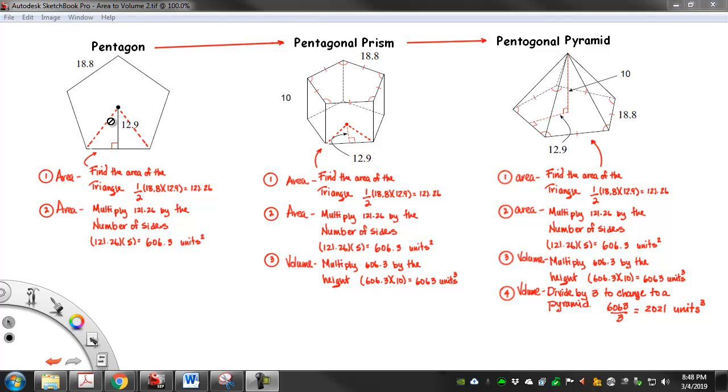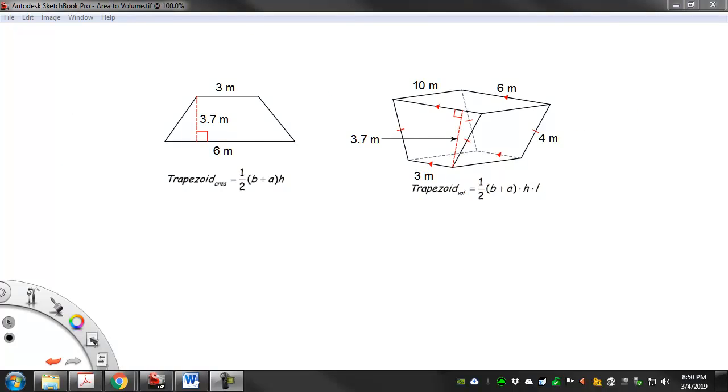So I hope you see that pattern, that we're using basic geometric shapes to build complex shapes, and for those complex shapes we can get a prism, and from that prism we can divide whatever area we have from that prism, divide it by 3 to get the area of the pyramid.